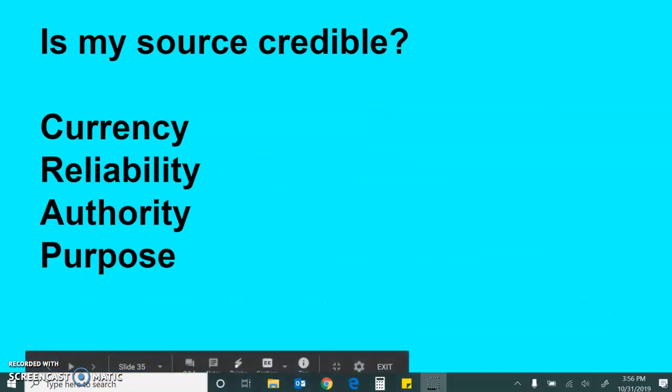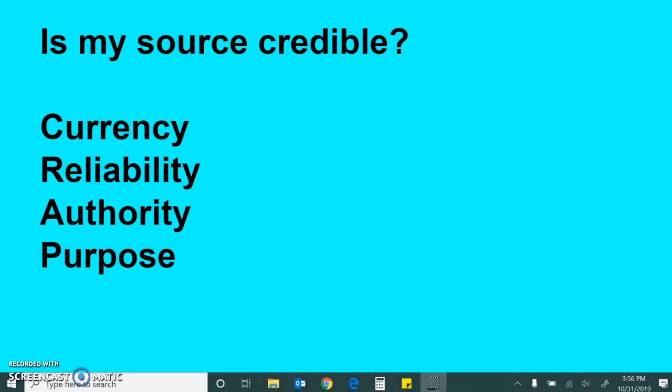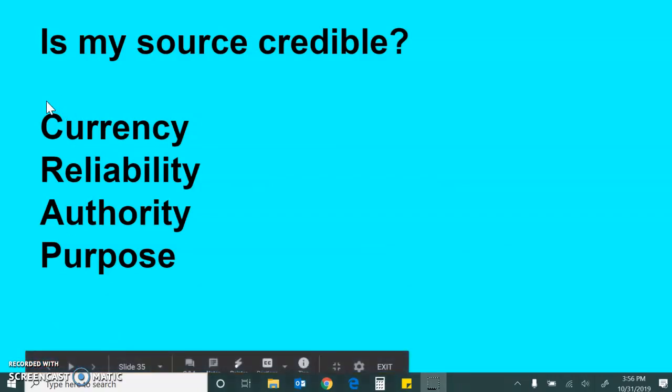So really what we're looking at is, is my source credible? And to answer that question well, we are going to look at the source's currency, reliability, authority, and purpose. So we can use the acronym CRAP to help us remember those 4 areas.